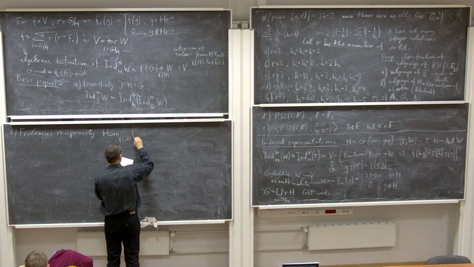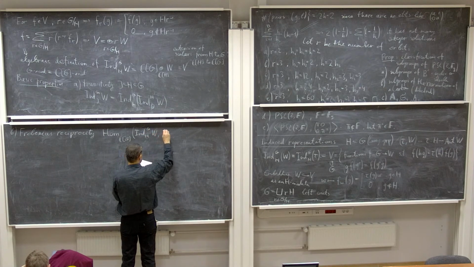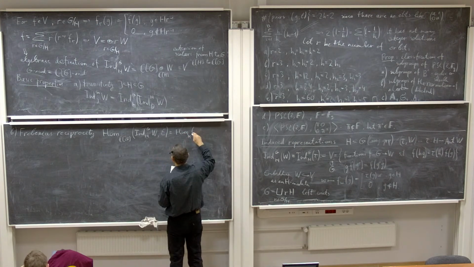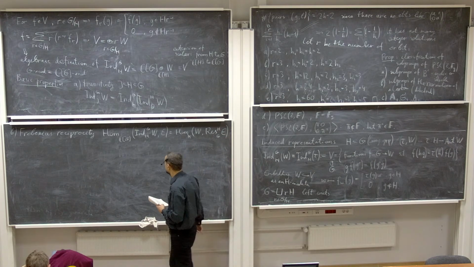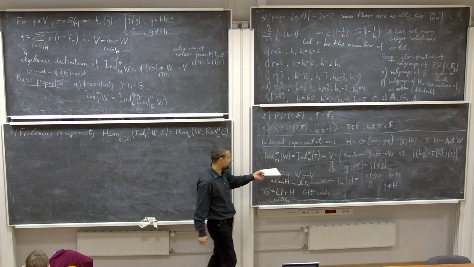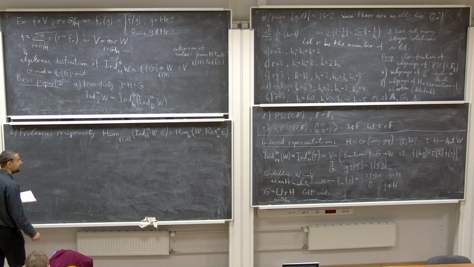homomorphisms over G from the induced representation to something else is the same as homomorphisms over H from this representation W to the restricted from G to H representation E. Okay, and in this interpretation, you can immediately construct a map in one direction and see that it's an isomorphism.